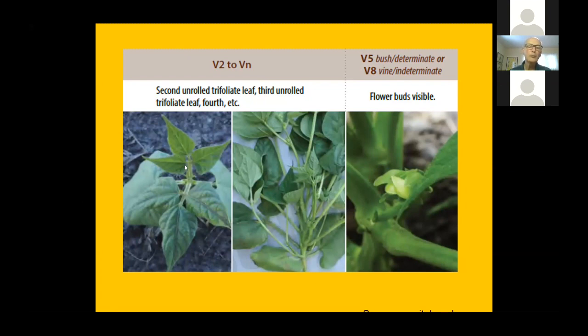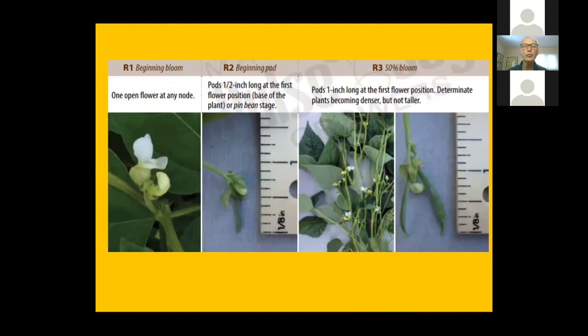So the top one and the bottom one here, those are now fully unrolled. When you're counting the growth stages, we always look only at the main stem and when the leaves are completely unrolled. As you go to the center, you can see more leaf development, and at about V5 to V8, depending on the type, we see a flowering bud, or initial flowering, starting to show up.